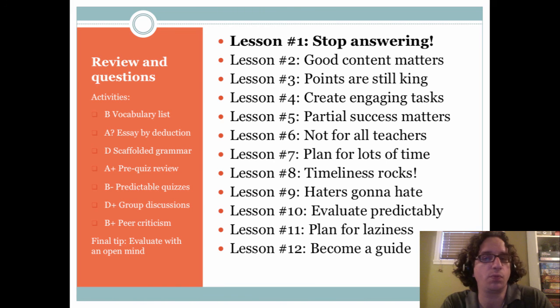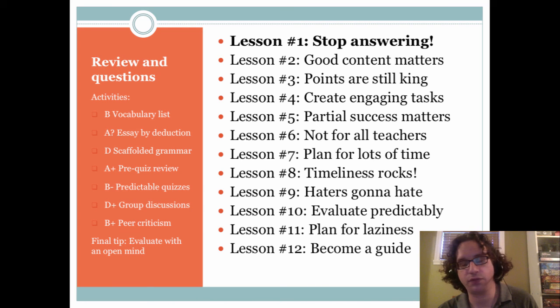This is one of the best goals of teaching. So learn to do this even if you're not doing active learning. Learning to stop answering questions is a wonderful tip. This is the main tip for today's lesson. Lesson number 2 is good content really matters, so have fun, engaging activities. To do active learning, it's essential.